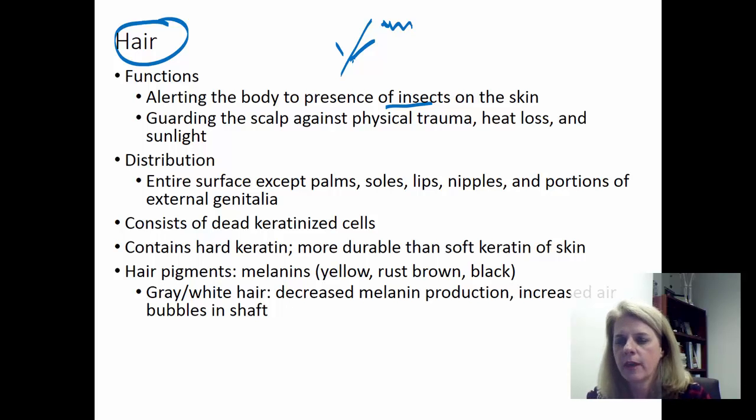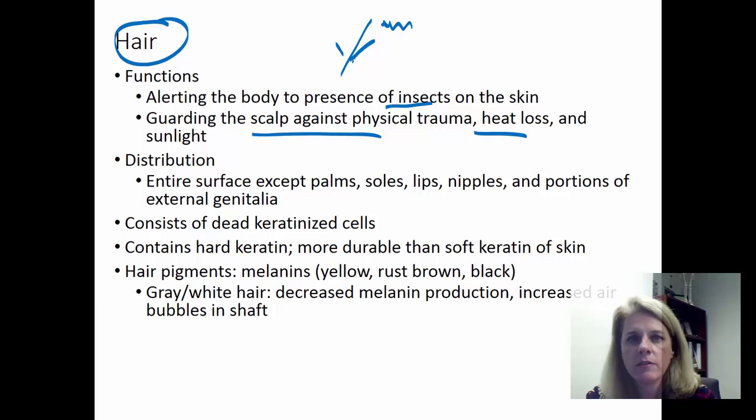Make sense? Okay. It also is protection. It helps guard the scalp from physical trauma. It helps protect against heat loss and sunlight, especially in other mammals. Think about animals that are totally covered in fur. They use their hair as a big coat. Okay, it also protects them. We have hair everywhere except on our palms and our soles, our lips, nipples, and parts of the external genitalia.